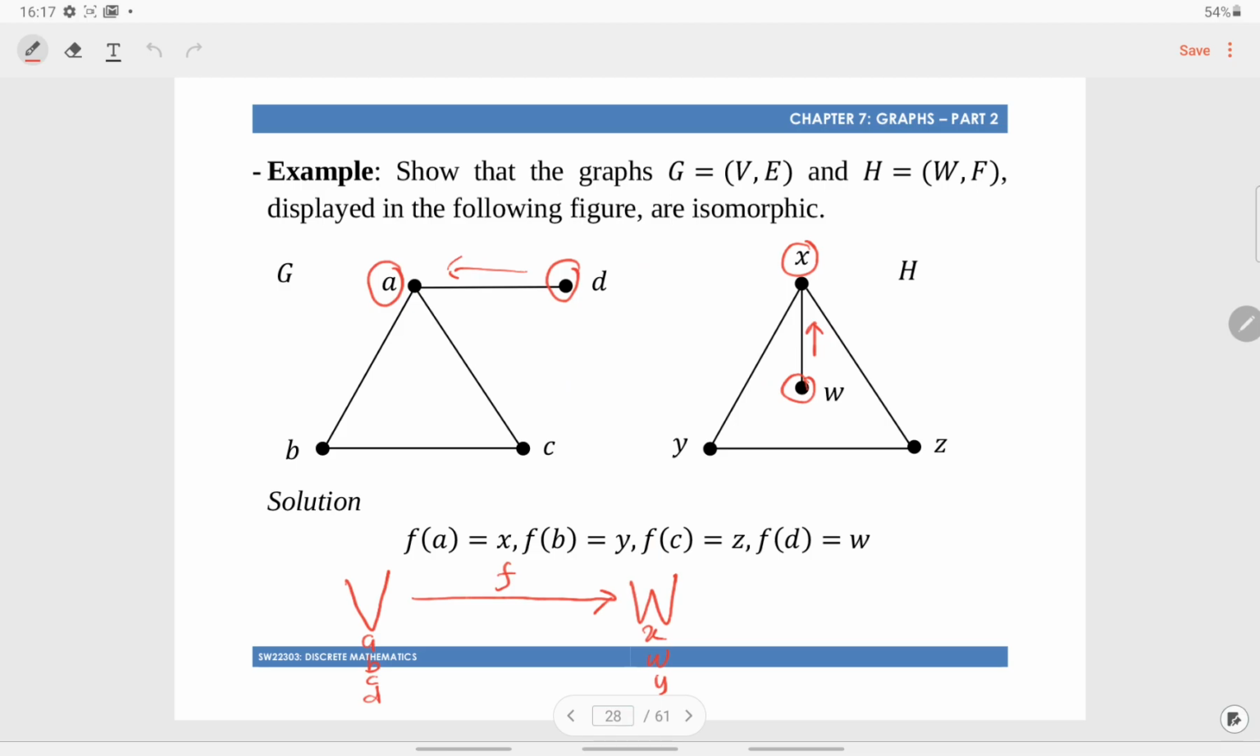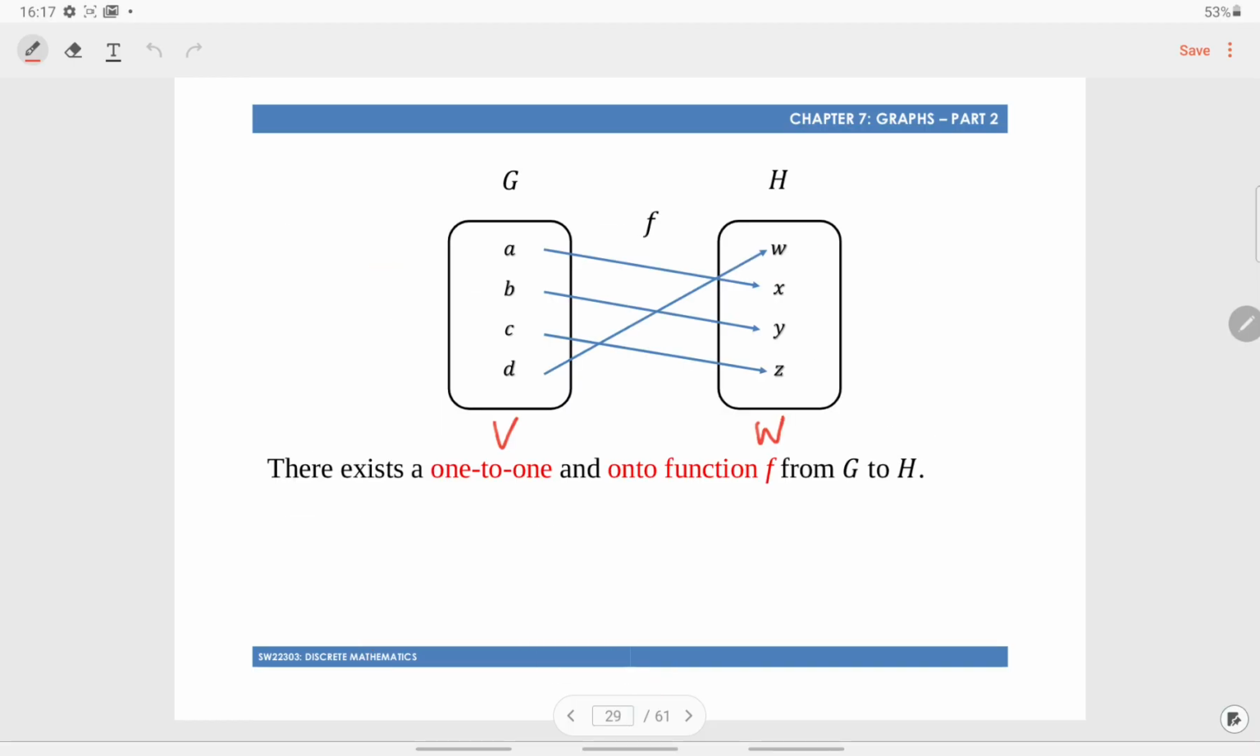In the next graph, we can see that D has the same structure or the same role as the vertex W. It is pointing to a single vertex, and W is also pointing to a single vertex. So we map D to W. D to W, A to X.